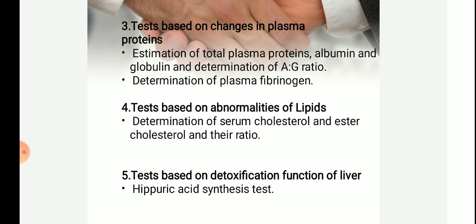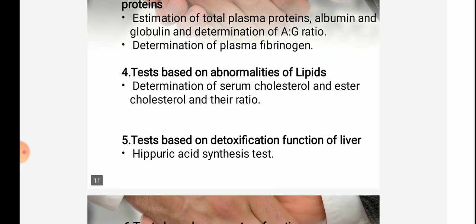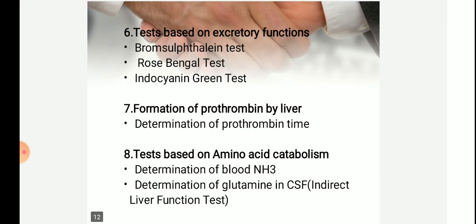Tests based on detoxification function of liver: hippuric acid synthesis tests. Tests based on excretory function, that is the bromsulfathiline test, rose bengal test, indocyanine green test. So at least you should be aware of the names, important ones here for excretory function. Formation of prothrombin by liver, very vital one. The PT, prothrombin time, important one.